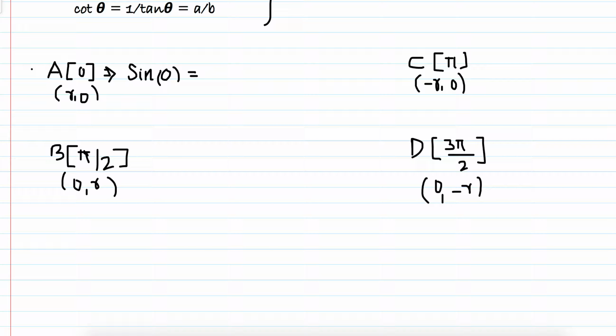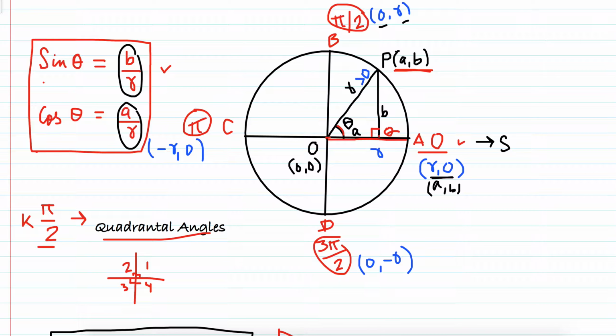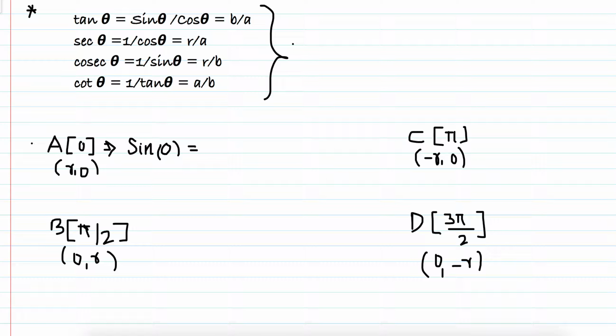So here sine of 0 is B upon R. Here B is 0, so we will get 0 upon R, which is 0. And cos of 0 is A upon R. Here A is R, so R upon R is equal to 1. So sine of 0 is 0 and cosine of 0 is 1.